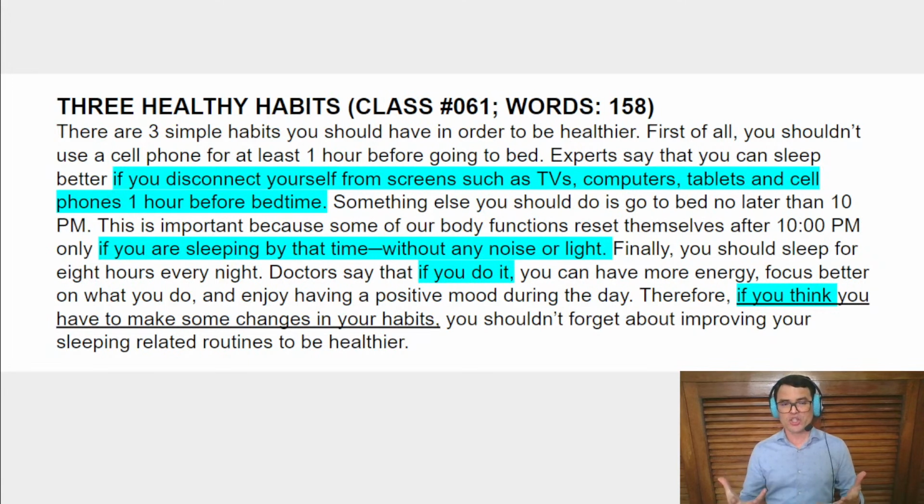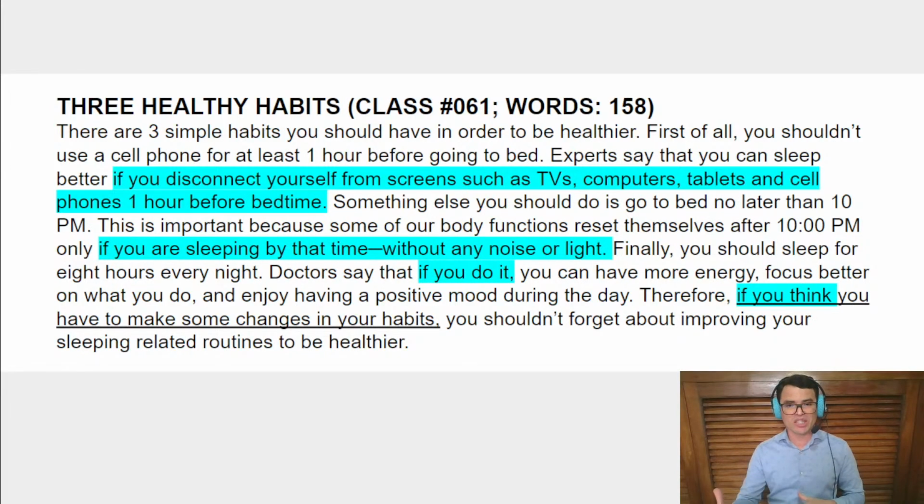Look at how a conditional can start. If plus the subject, you, plus a verb, disconnect. If you disconnect yourself from screens such as TVs, computers, tablets, and cell phones 1 hour before bedtime, the result is mentioned before in this case. Next, if you are sleeping by that time without any noise or light, the condition or the result is mentioned before that. Next, if you do it, then you have the result after that. You can have more energy, focus better on what you do, and enjoy having a positive mood during the day.